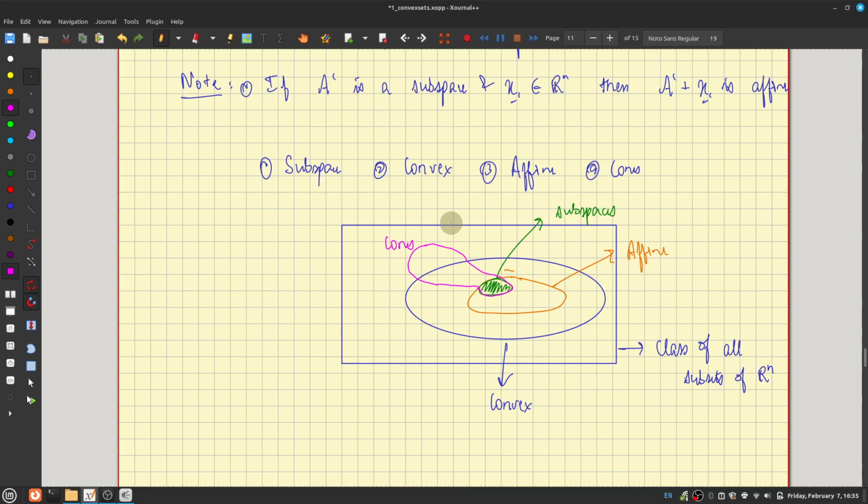Right. You can find convex cones which are not subspaces or which are not affine. You just take a ray. That's an example of a convex cone which is not affine. And similarly, you can find cones which are not convex. Any questions? It's helpful to understand these inclusion properties.